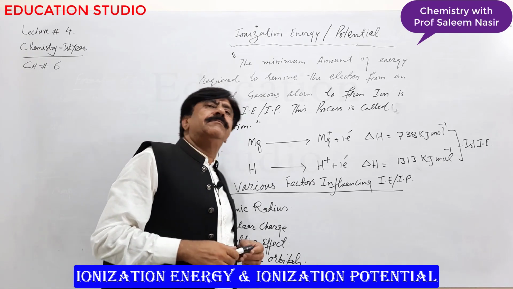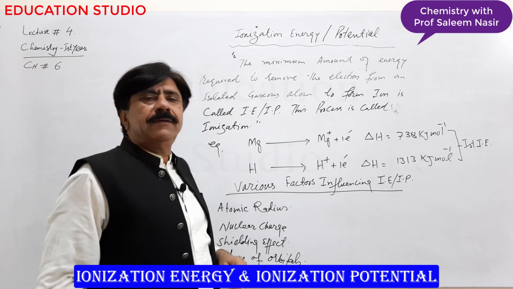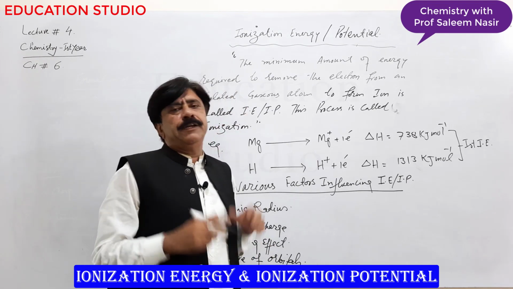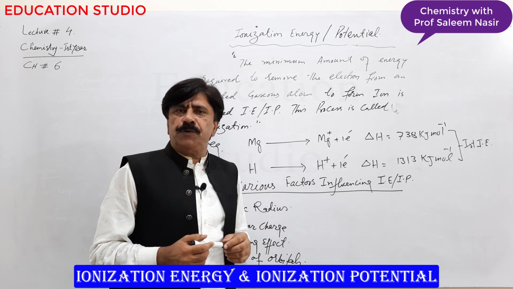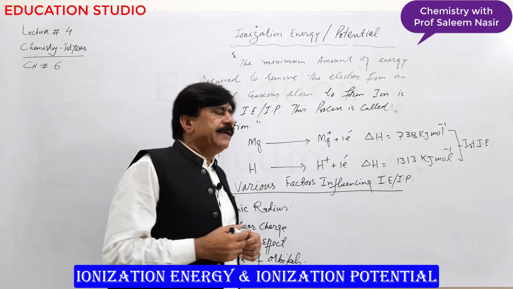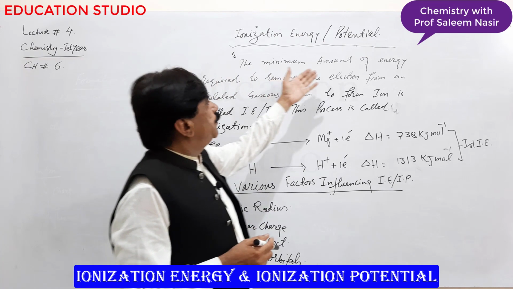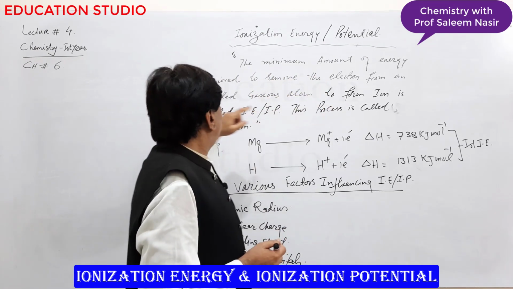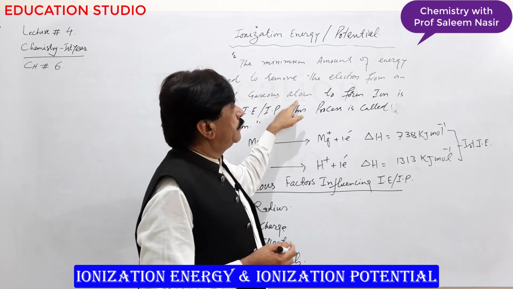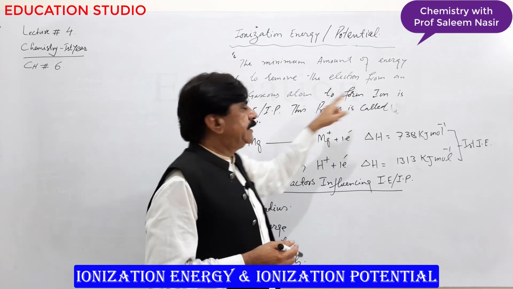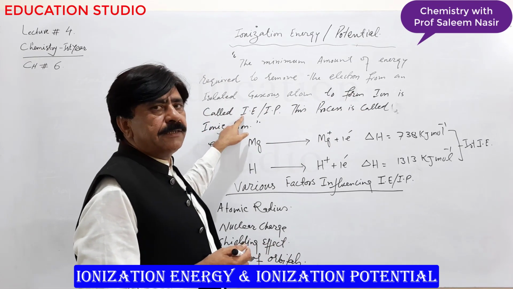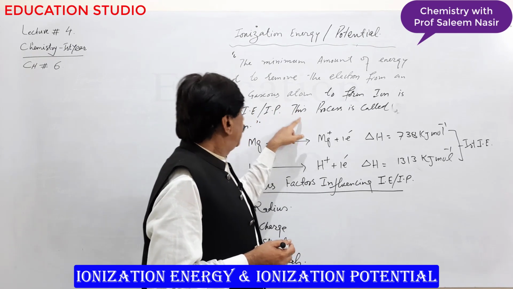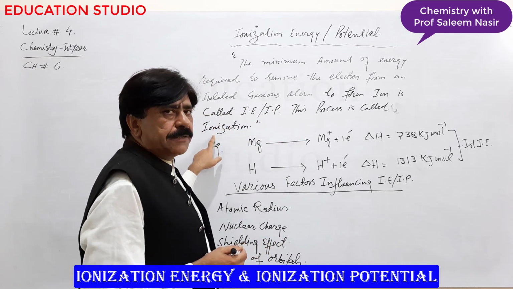Students, as we have discussed, energy is involved in this property, so it can be defined as the minimum amount of energy required to remove an electron from an isolated gaseous atom to form an ion. It is called ionization energy or ionization potential, and this process is called ionization.